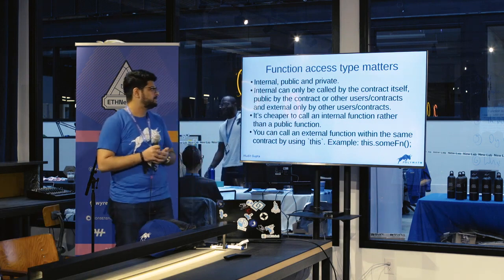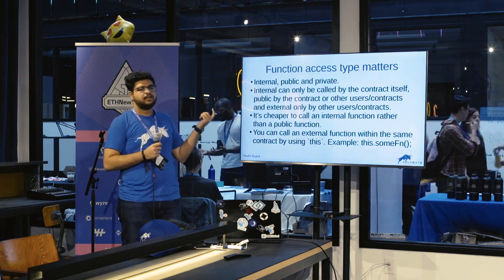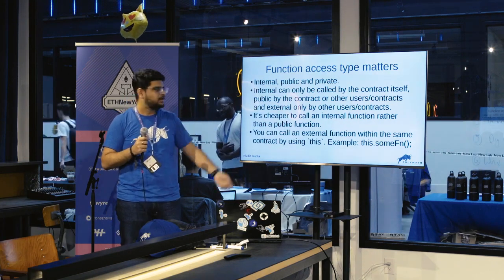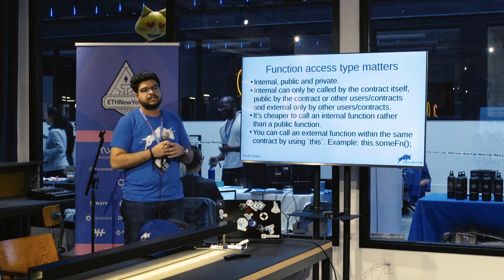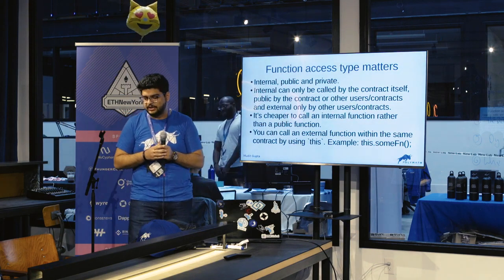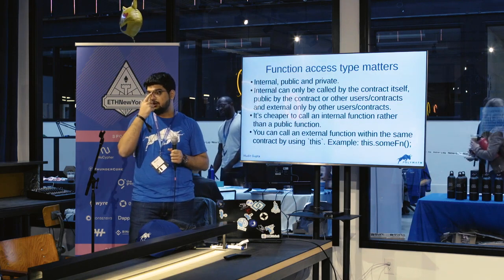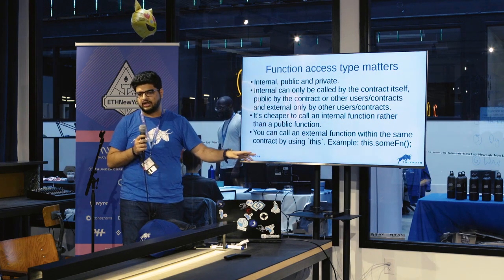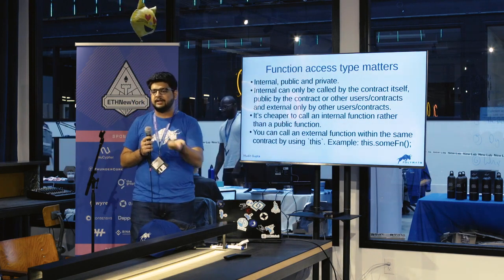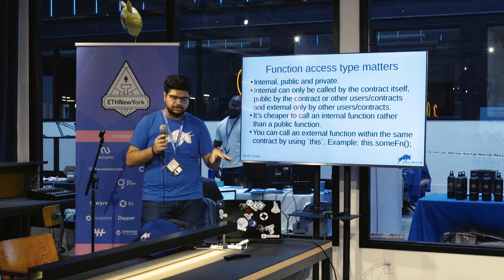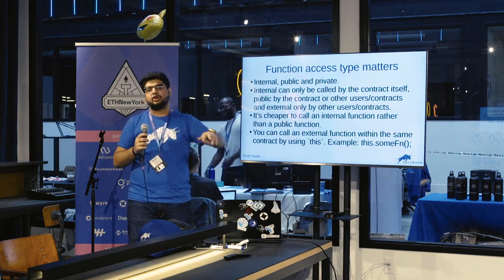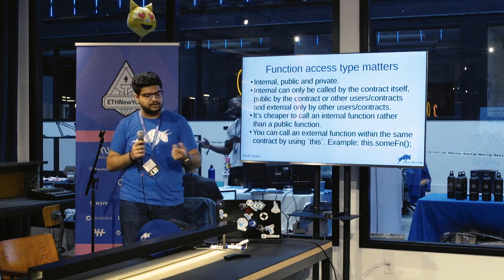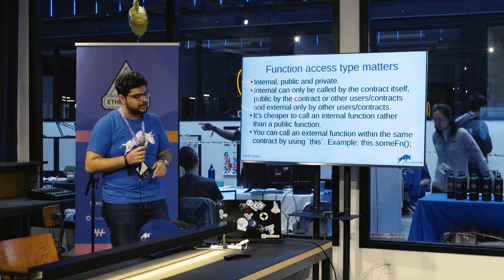Then function access types matter as well. Just like the variable types, in functions we also have internal, public and private. So let's talk about internal functions. Internal functions are functions which can basically be called by the contract itself and other contracts that inherit it. Any outsider cannot call that function. So if I deployed a contract with an internal function, no outside party, like any Ethereum user or any third-party contract, can call that internal function. It must always be called by a function which exists in that contract itself.